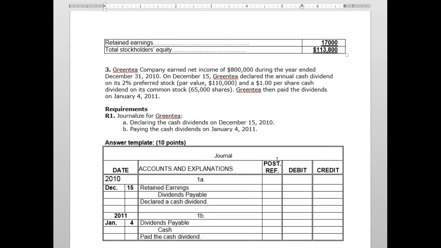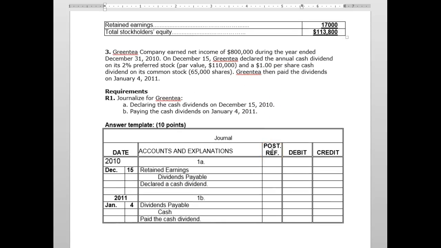The next question, which is number 3, is doing the other thing that investors really like, and that is paying dividends. And in this case, we have 2 different kinds of stock. We have preferred stock, which always gets its dividend first, and its dividend is paid on the par value, usually a percentage of the par value. And we have common stock, which is usually paid per share.